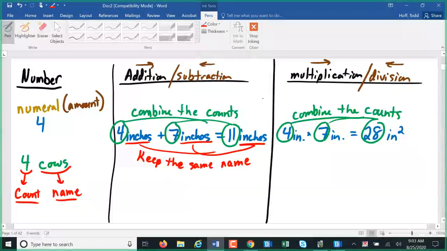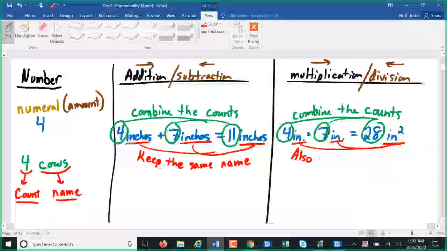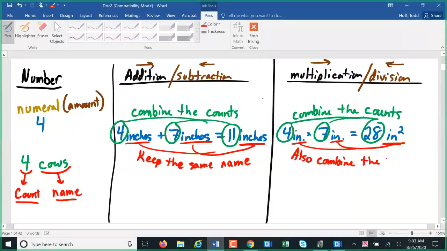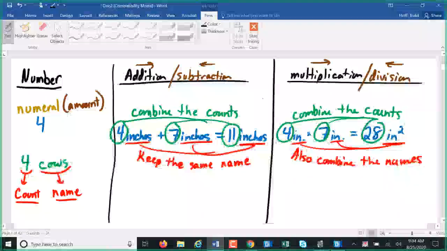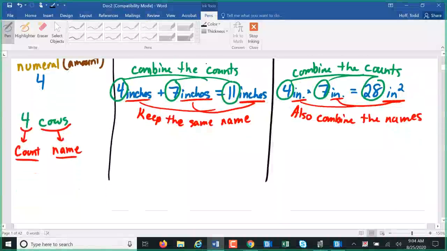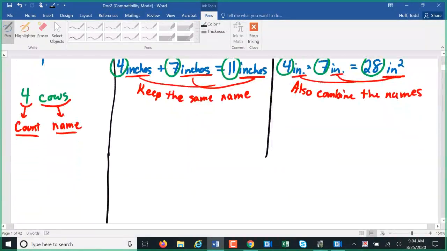The difference came in how we handled the names. We had inches, and it became square inches, or inches squared. When we multiply or divide, we also combine the names. Now that may not seem like a big difference, but it is. It's a huge difference. In fact, not only does it describe all of the little procedures we have for other forms of numbers, it even tells us what numbers we can use in each operation.